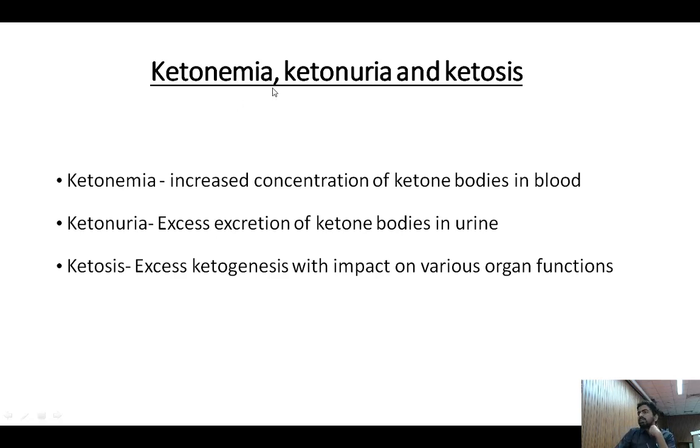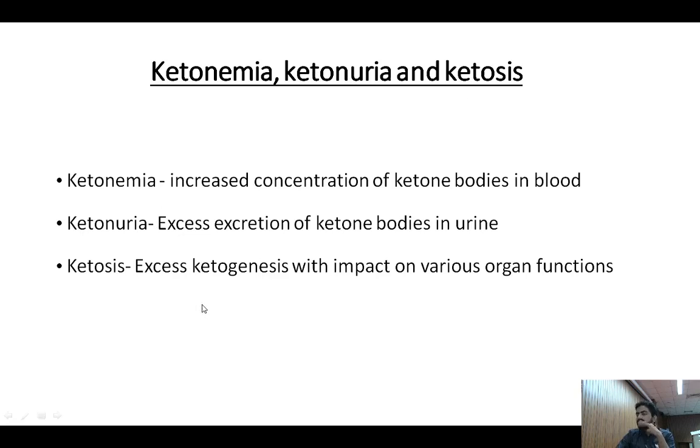What is ketonemia? As in anemia or azotemia, when emia is added, it means increased concentration of that particular thing. So increased concentration of ketone bodies in blood is known as ketonemia. Now ketonuria means excess excretion of ketone bodies in urine. I think these are obvious.